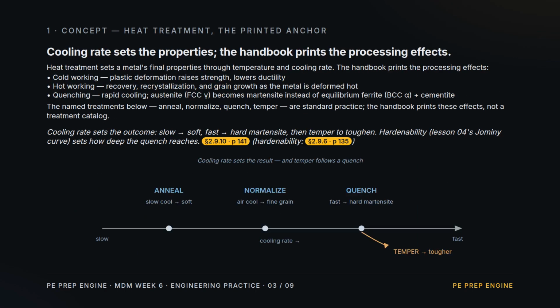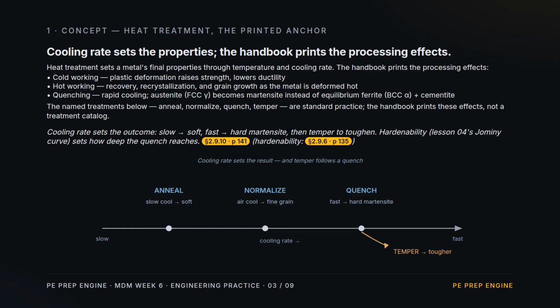Concept 2. Heat treatment. The one printed anchor. The handbook gives the processing effects. Cold working raises strength and lowers ductility. Hot working lets recovery, recrystallization, and grain growth happen as the metal deforms. And quenching cools fast enough that austenite becomes hard martensite instead of the soft equilibrium phases. Cooling rate is the lever. Slow to soften, fast to harden.